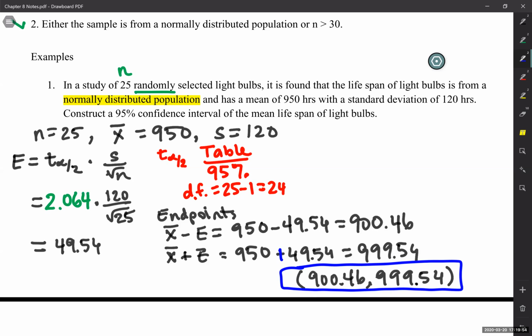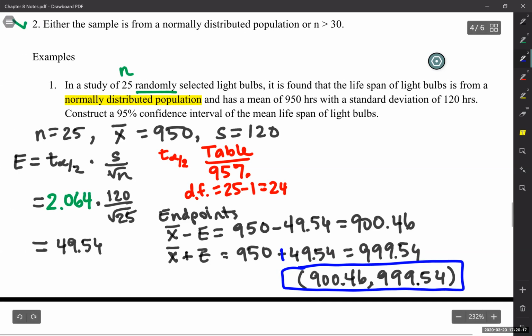And so we are 95% confident that the true mean lifespan of these light bulbs is between basically 900 and 1,000 hours. Okay, fun. So let's try that again.